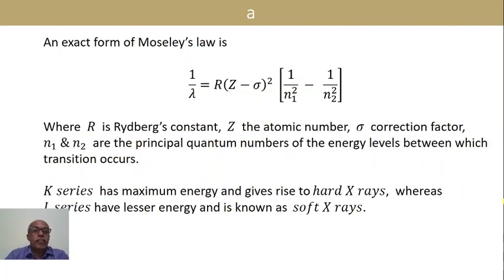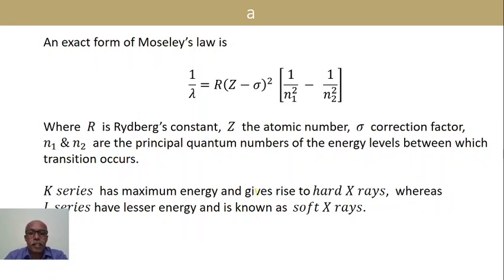And this is the exact form of the Moseley's law, which is 1 by lambda equals R into (Z minus sigma) whole square into (1 by n1 square minus 1 by n2 square), where capital R is called the Rydberg constant, which is a constant again. Z is the atomic number of the target. Sigma is the correction factor, and n1, n2 are the principal quantum numbers of the energy levels between which the transition takes place.